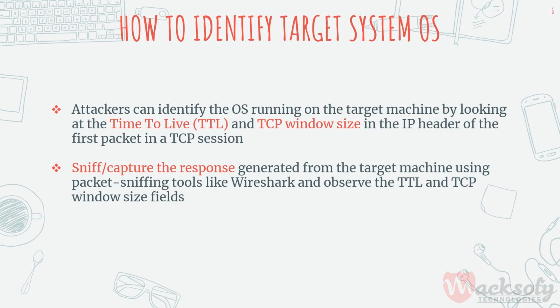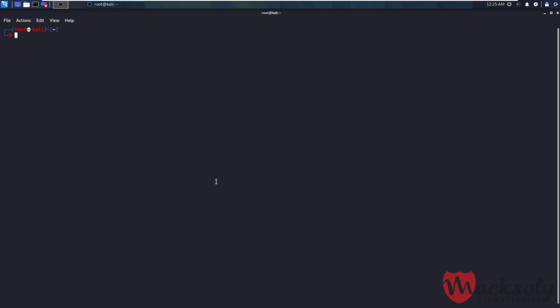Now, how to identify the target system's operating system? One of the good ways is to check the time to live packets, or TTL packets, which can be done using tools like Unicornscan or even the ping tool. So let me show you how. So now we will ping one of the targets over here.